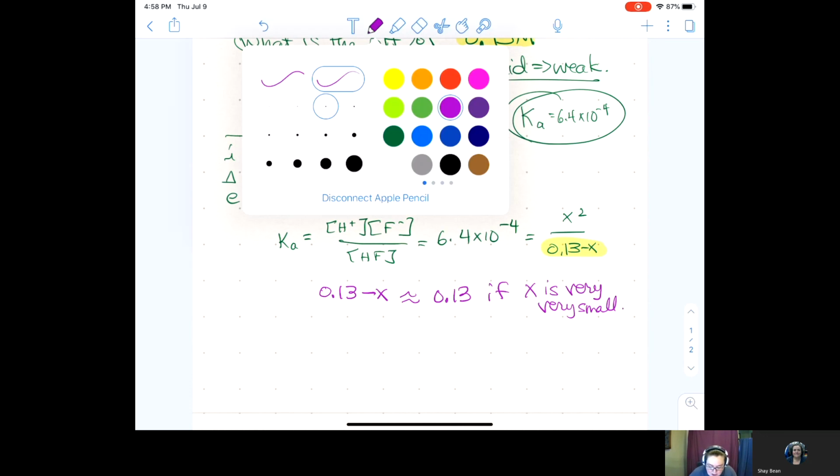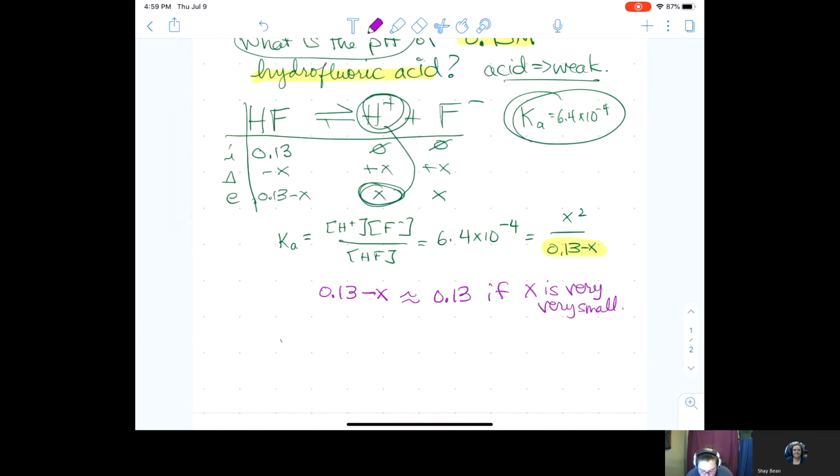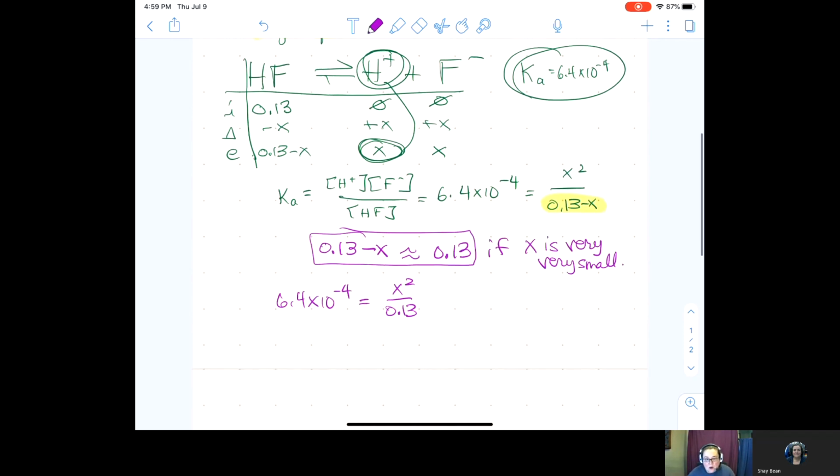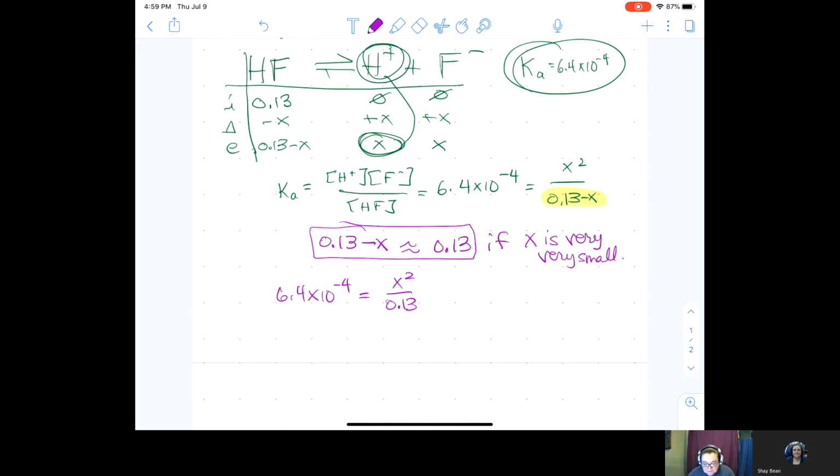So let's use that approximation, and let's rewrite our equation as 6.4 times 10 to the minus 4 equals x squared divided by 0.13. We changed the 0.13 minus x, and made that equal to be just 0.13. So there is our equation. It is very easy at this point to solve for x. I'll only go over this algebra once, and I'll skip to the chase the rest of the time.